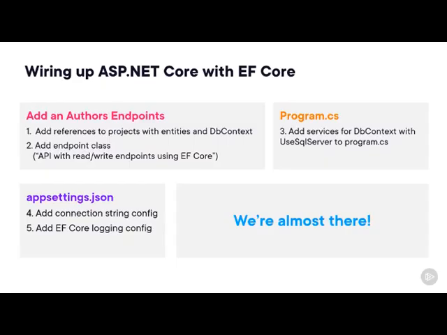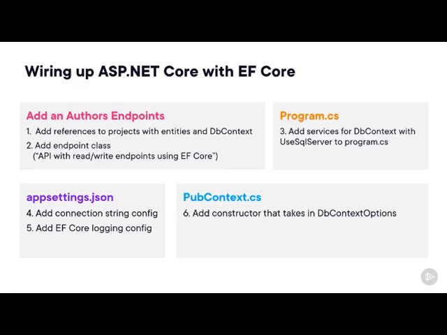If this is the first time you've done this wiring up between ASP.NET Core and EF Core, it may seem like a lot of steps. But once you've done it a few times, it just feels routine. So I hope you'll trust me on that. And the bad news is we're still not quite done yet. The last stop is in the PubContext file. We're going to add a constructor that can work with the dependency injection that we just defined in the program class. And then we'll just do a little cleanup.